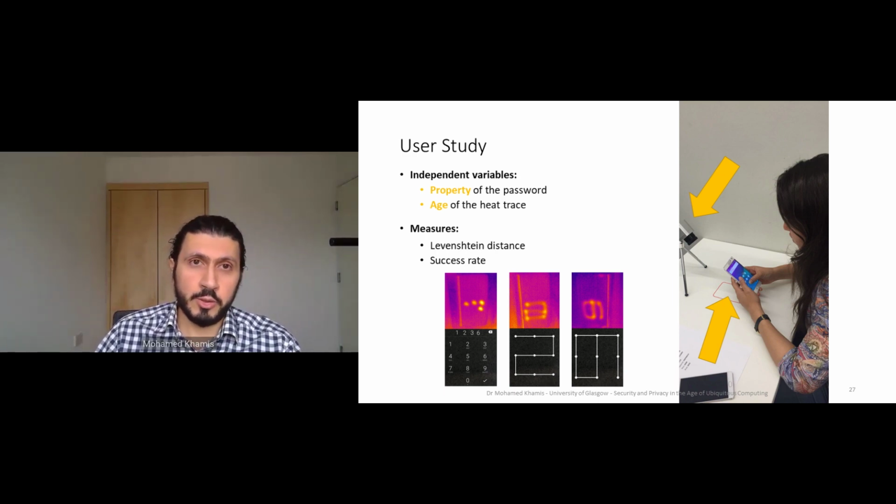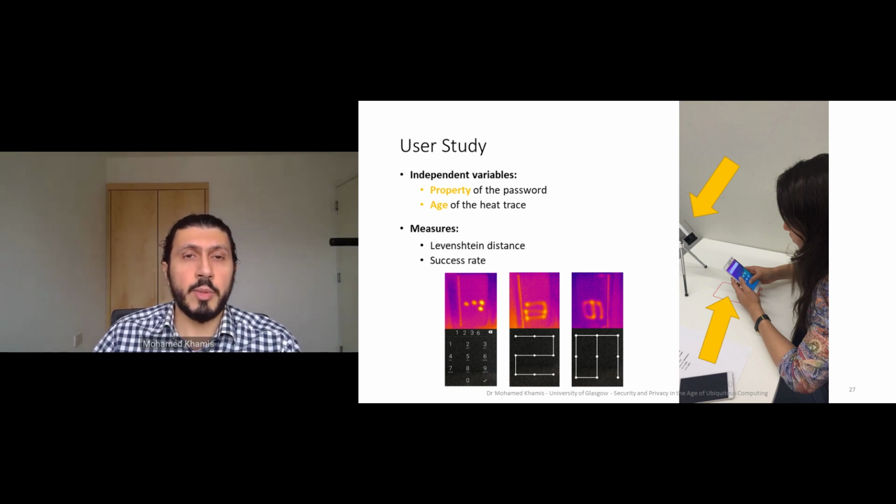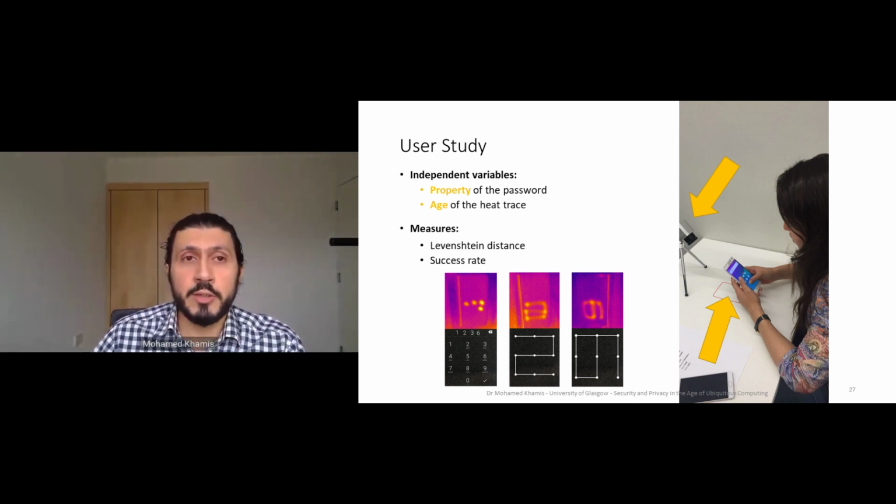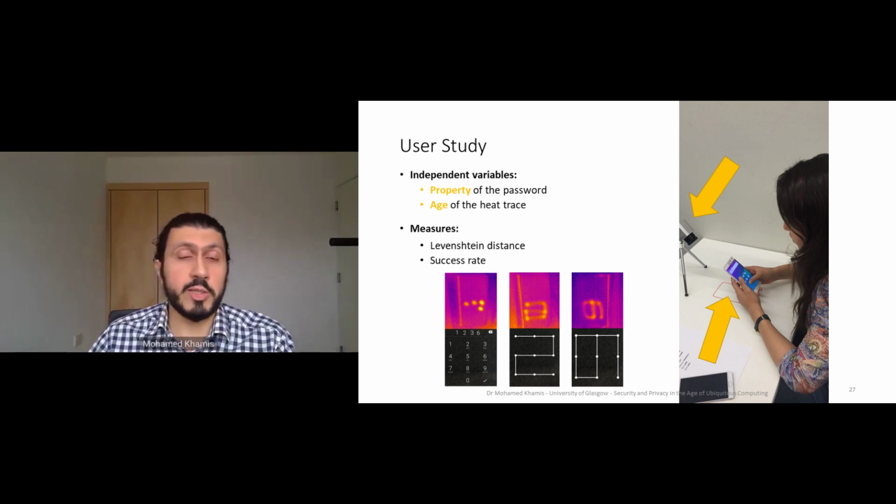We asked them to enter those on mobile phones. And then they had to put the phone in a placeholder, and there was a thermal camera taking multiple thermal images at multiple timestamps. So we investigated the properties of the passwords that could make them secure or less secure against thermal attacks, and we also studied how the age of the heat trace might have an impact. And then we measured how successful a thermal attack could be if an image is taken, for example, in 30 seconds' time.